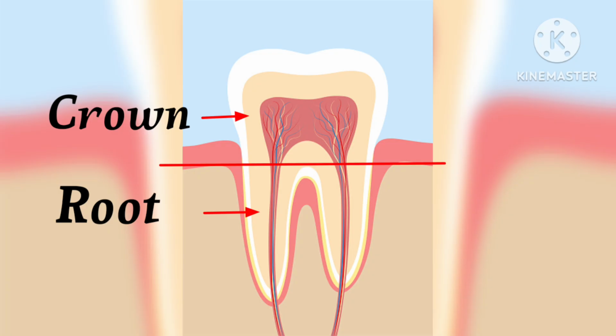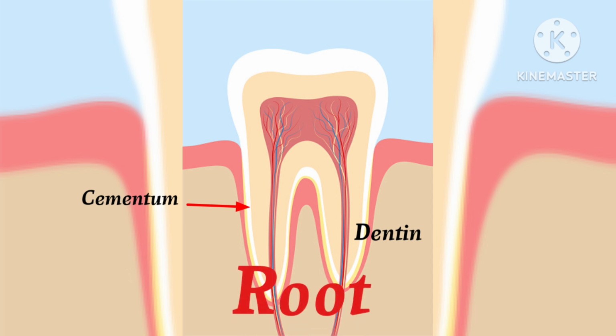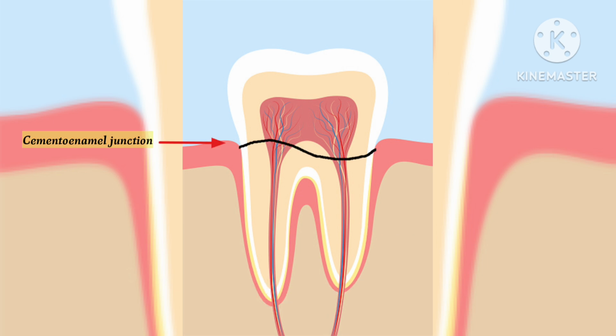Tooth has two parts, crown and root. And crown has two parts, enamel and dentine. And root has also two hard tissues, that is cementum and dentine. And the point where cementum and enamel meet is called cemento-enamel junction.